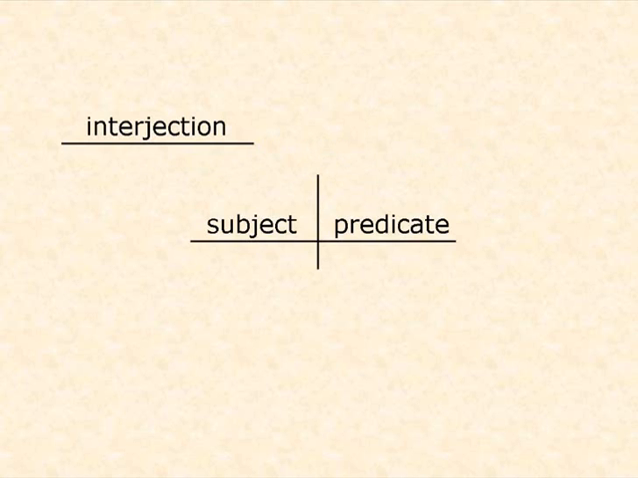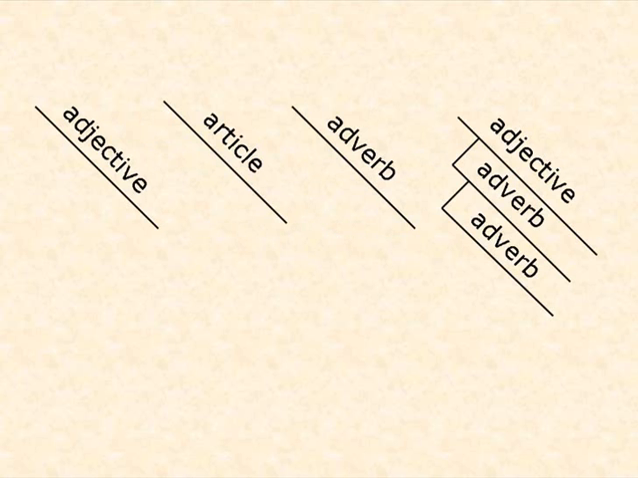Because an interjection or a noun of direct address is not grammatically related to the rest of the sentence, diagram the interjection or a noun of direct address on a floating line above the independent clause. A modifier, such as an adjective, adverb, or article, goes on a slanted line beneath the word it modifies.